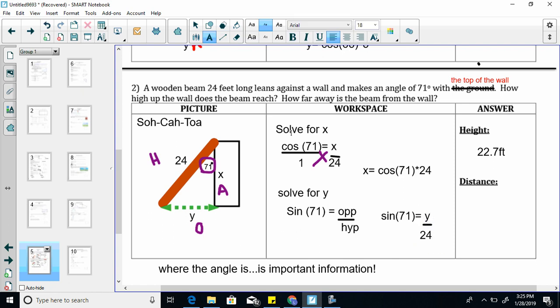Right, and I can put this over 1 as well, so I can cross multiply. And when I do so, I'm going to do Y equals the sine of 71 times 24. And once again, when we plug that into decimals, you should get 7.8 feet. Okay, you should never get negative numbers for these because they're distances. Right?